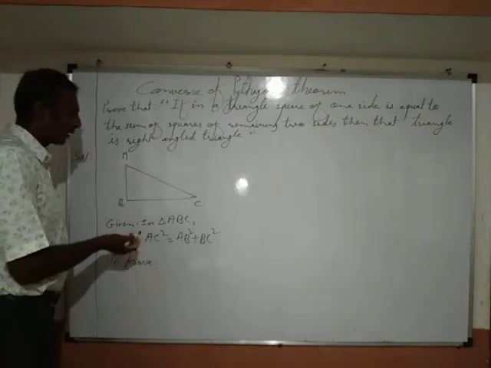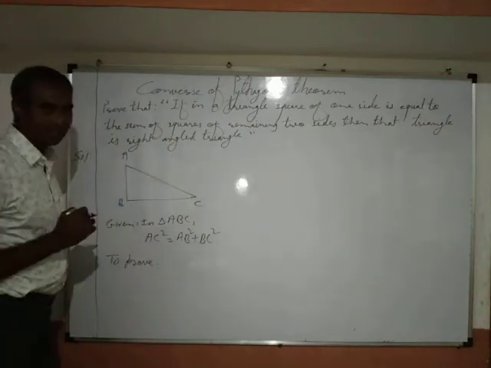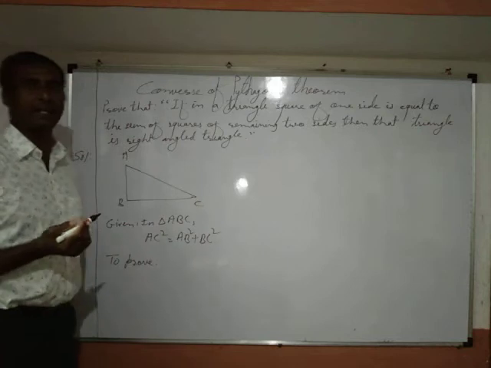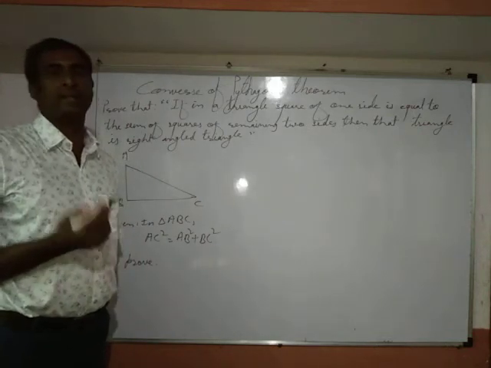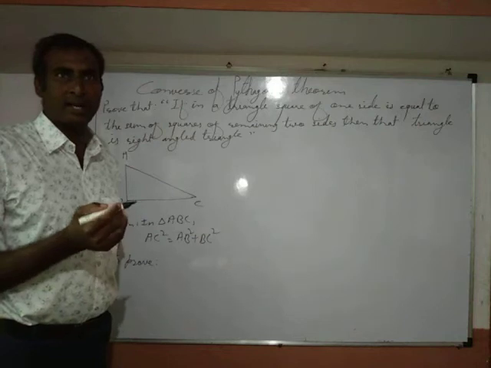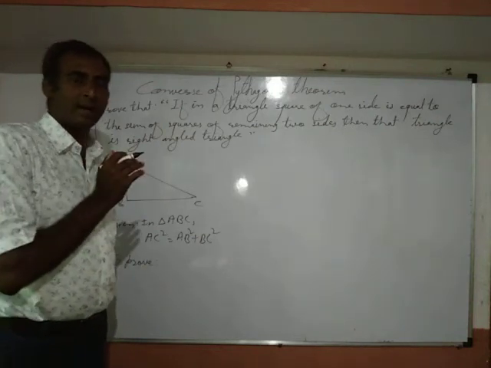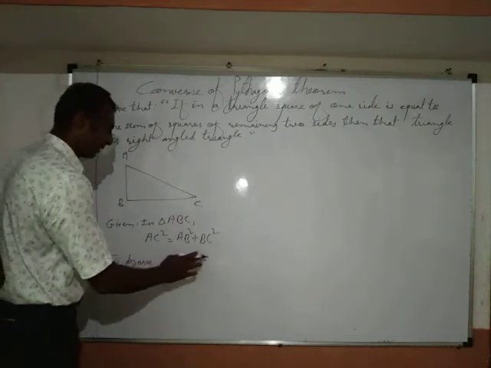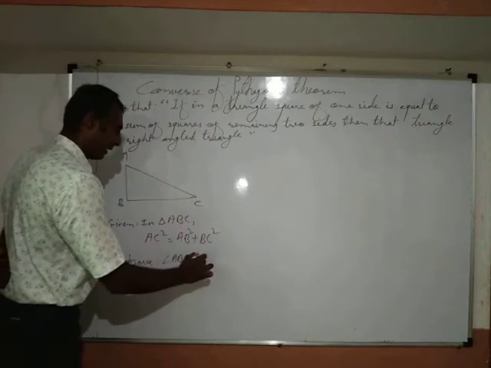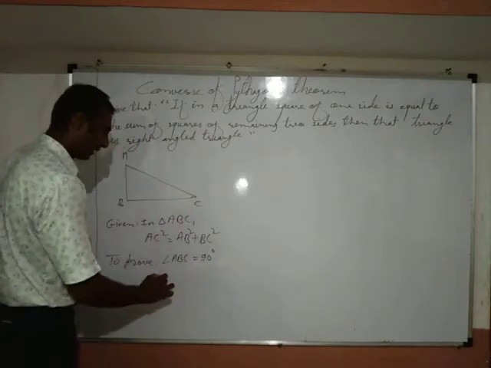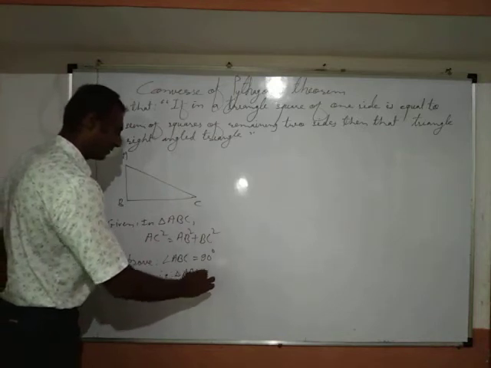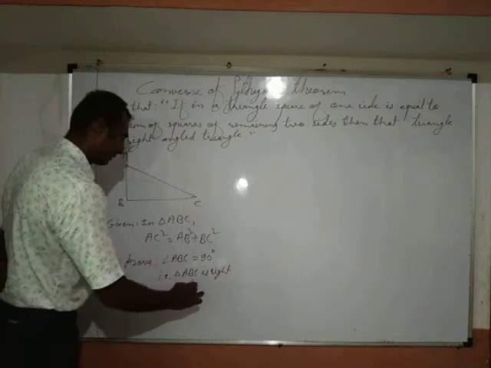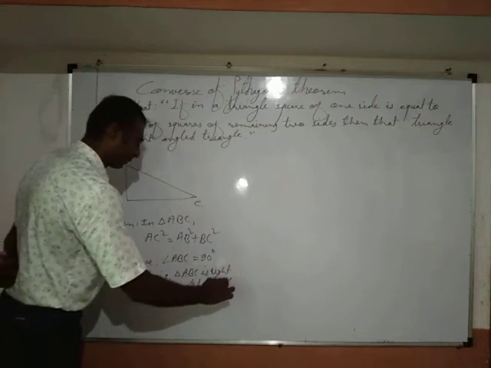Okay. Now we know that obviously the angle opposite to AC will have measure 90 degrees, because AC will be the hypotenuse. Because we learned in a right angle triangle, the hypotenuse is the longest side. The side opposite to the right angle is the hypotenuse, and the angle opposite to the hypotenuse is the right angle. Okay, that's why to prove angle ABC equals 90 degrees, that is, triangle ABC is a right angled triangle. Okay.